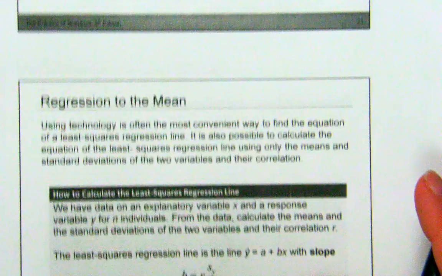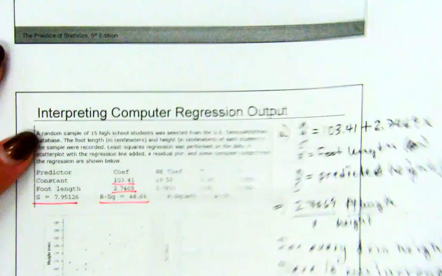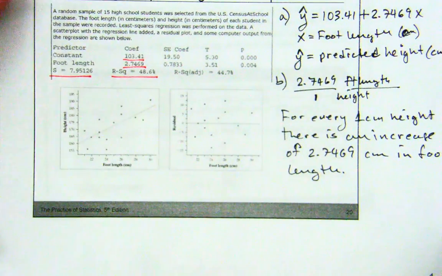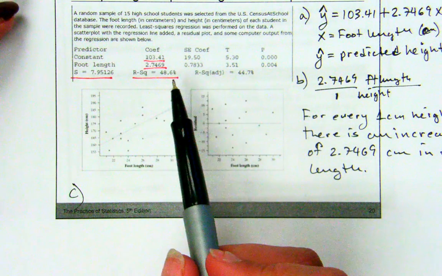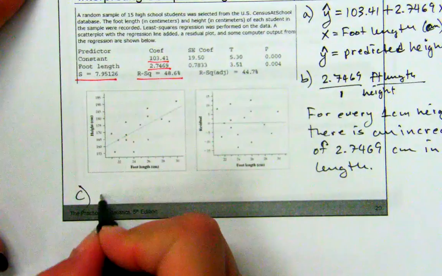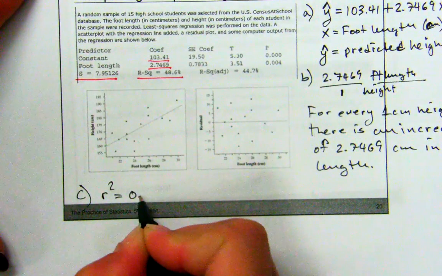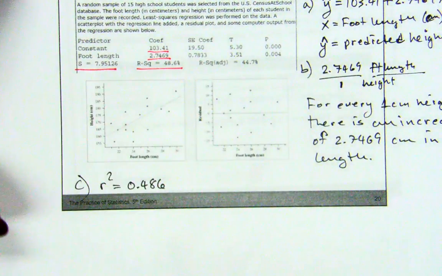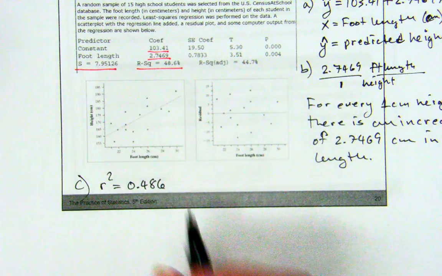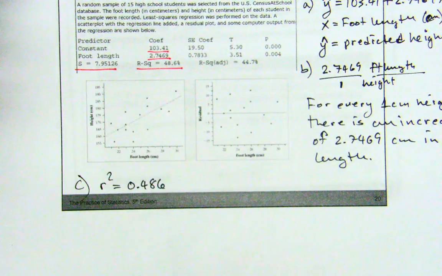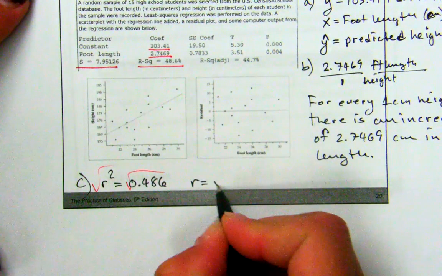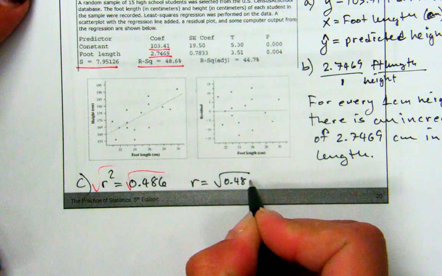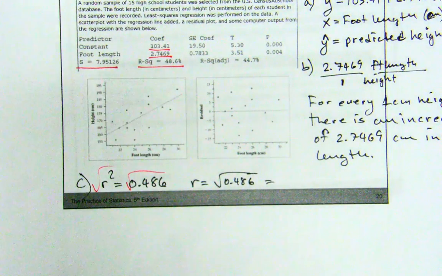Okay, that works out. Part C, find the correlation. This is the math stuff that I was talking about. Now, you're looking for something here that says R, and there isn't anything that says R. You only have R squared equals 0.486. Remember, R squared comes directly from R. If you take R and you square it, you get R squared. So just work backwards and take the square root of both sides. So R is going to be whatever the square root of 0.486 is.